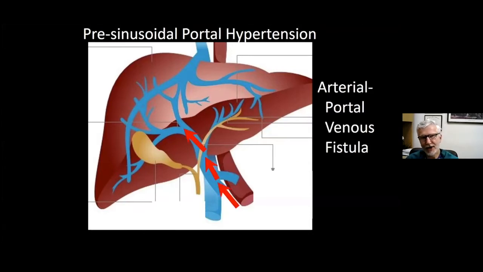And of course, a very rare type of pre-sinusoidal portal hypertension I have illustrated here, where a patient may have had trauma in the past, or they've had a pancreatic biopsy or liver biopsy, and now there's a communication between the arterial system and the portal system, and that shunting of arterial blood into the portal venous system causes the portal pressures to become elevated. Now the patient develops symptoms of portal hypertension. Even though their liver is totally non-cirrhotic, they're presenting with portal hypertension because of this fistulous communication with the neighboring artery.